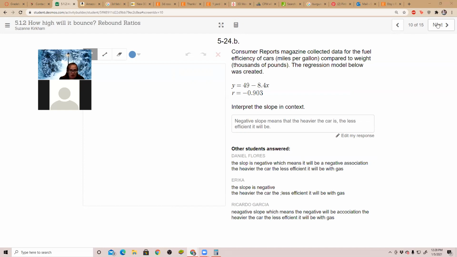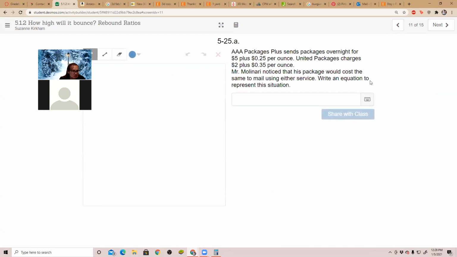Okay, page 11. AAA Packages Plus sends packages overnight for $5 plus 25 cents per ounce. United Packages charges $2 plus 35 cents per ounce. Mr. Molinari noticed that his package would cost the same to mail using either service. Write an equation to represent this situation.